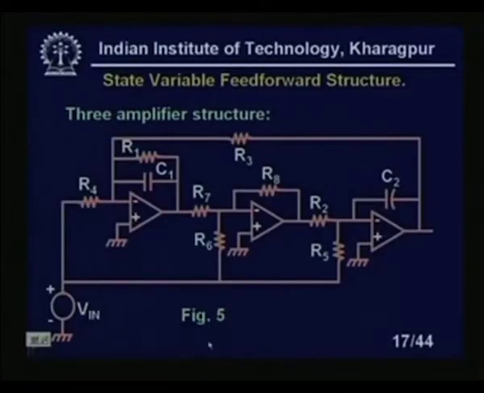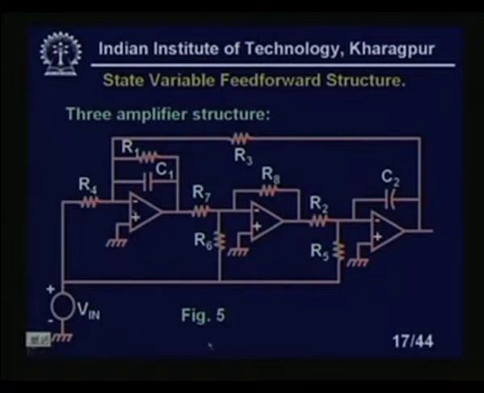In the case of two amplifier structures, we have seen that we can independently tune the omega p and QP quite obviously, but I cannot tune QP, omega p and K independently. So, people need some other structure where we can make total orthogonal tuning of the filters, right. That type of structure is basically the state variable feed forward structure. Let us look at the 3 amplifier structure.